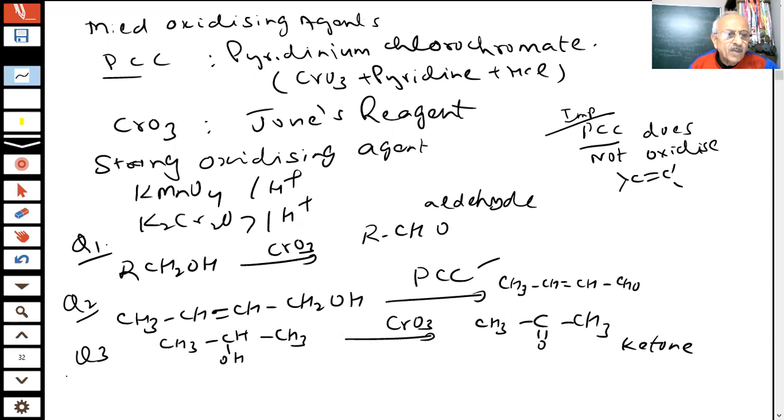So this is 2-propanone. What is the need of 2-propanone? Only propanone. Only one compound. Numbering is given when more isomers are possible. Only one is a propanone. It's called acetone.